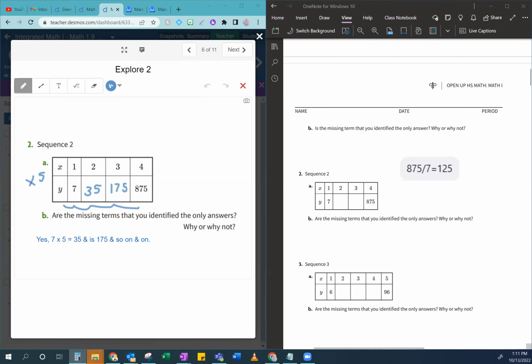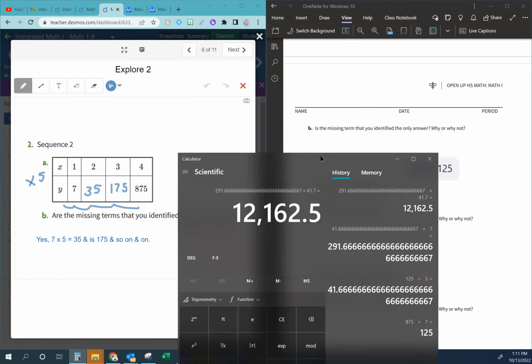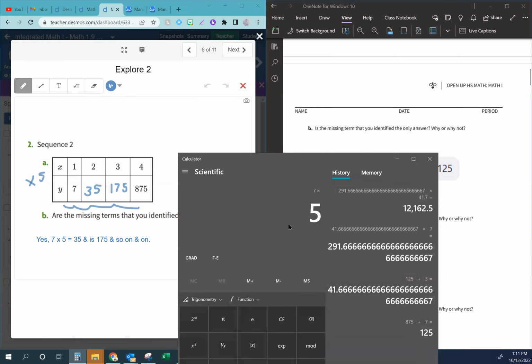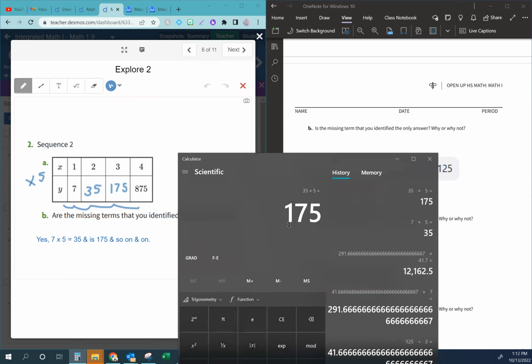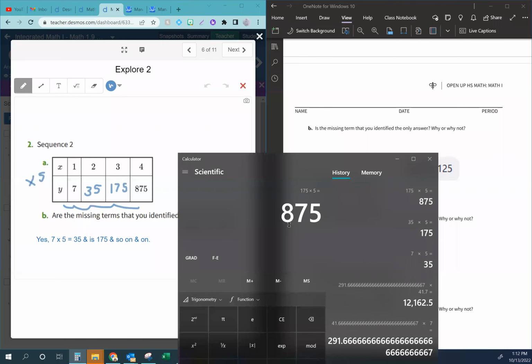But if I bring back my calculator, right? And I go 7 times 5, I get, wait, what? I get 35. And then that times 5, I get 175. And then that times 5, I get 875. Ooh, boom. So that's what I wanted.